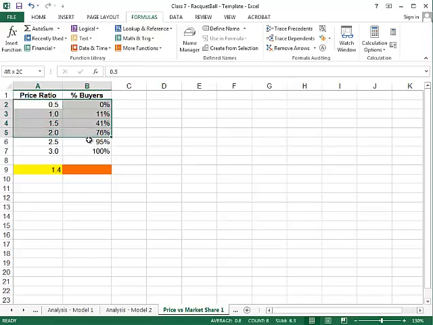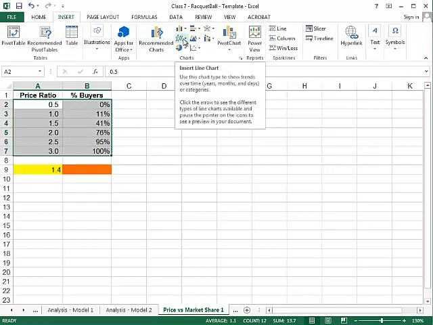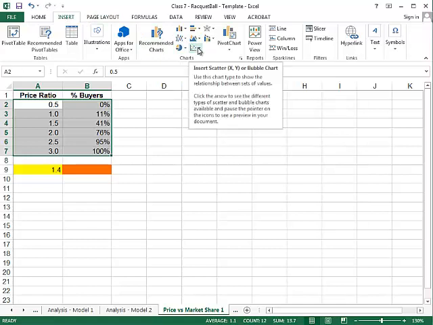First, let's plot the data points we're given to see what the data looks like. I highlight my price ratios and my percentage market share. I go to Insert. Under Insert, I will go to Charts. Under Charts, I'm going to choose Scatter.